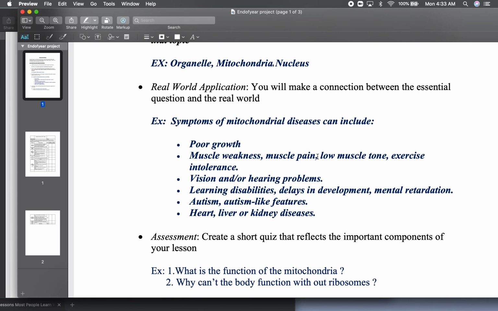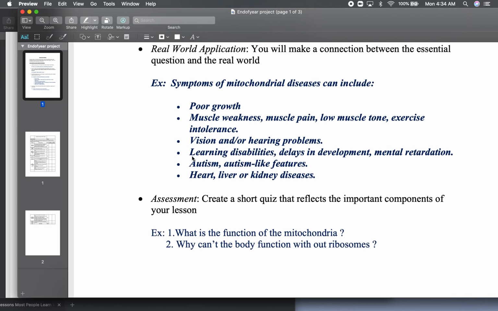The next component that is very important and crucial for your PowerPoint is the real-world application. You are going to make a connection between the essential question and the real world. For example, obviously I'm using the same topic for each example. The blue text represents what I would do in this scenario. If I'm talking about cells, for my real-world application, I'm going to tell you about diseases that actually impact organelles, which ultimately have an impact on homeostasis within humans.